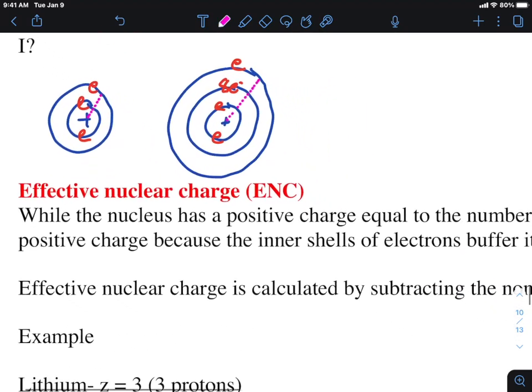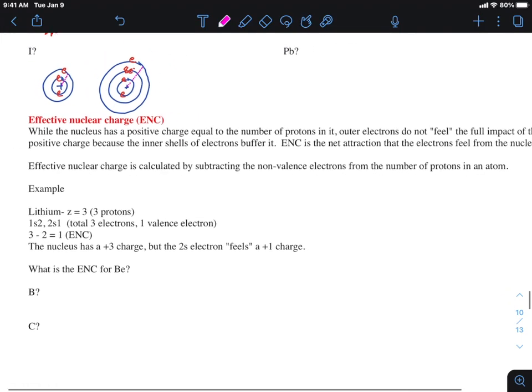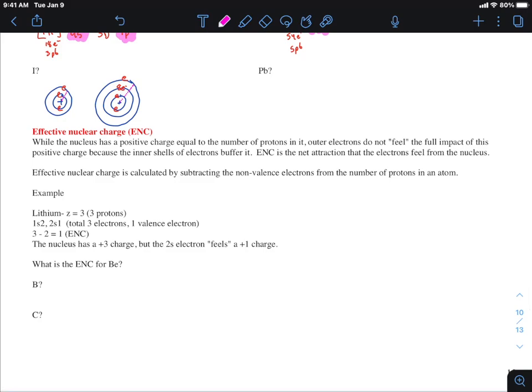So, let's define our first term. Effective nuclear charge is the net attraction that electrons feel from the nucleus. Now, in both of these diagrams, all of the electrons are attracted to the nucleus, but how strongly they're attracted can vary. So we need to do this mathematically, because that's going to be the most straightforward. There's a formula for calculating effective nuclear charge.